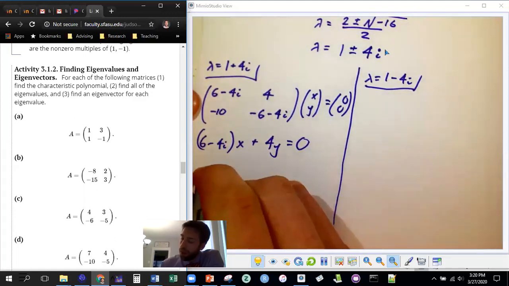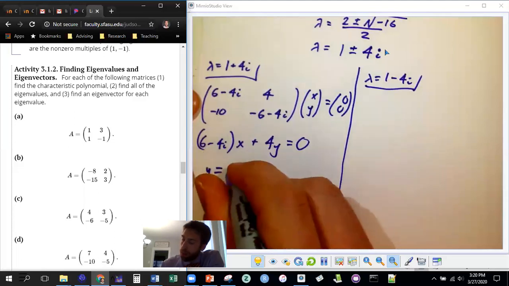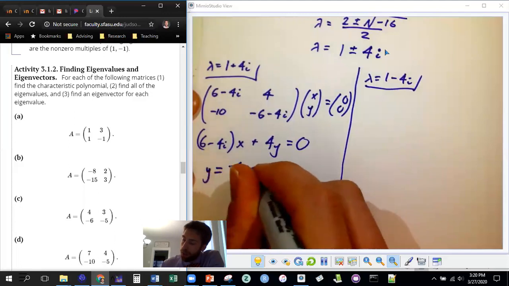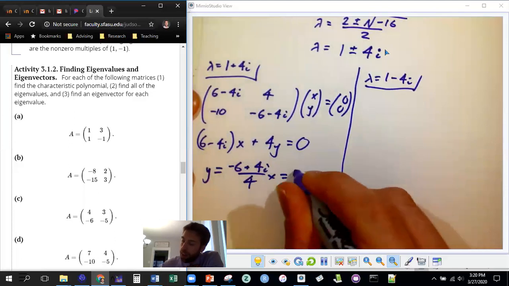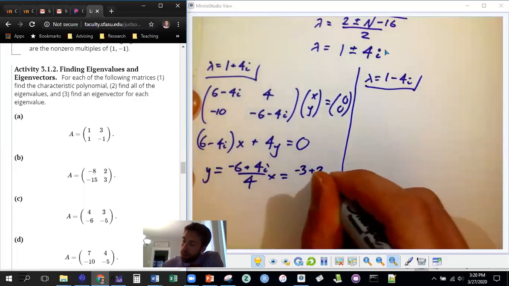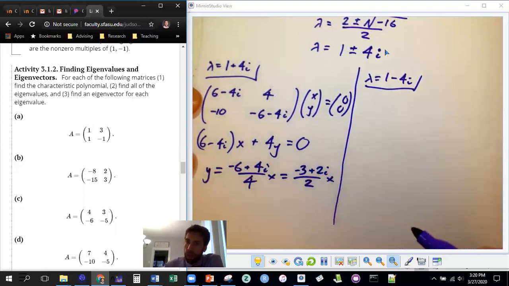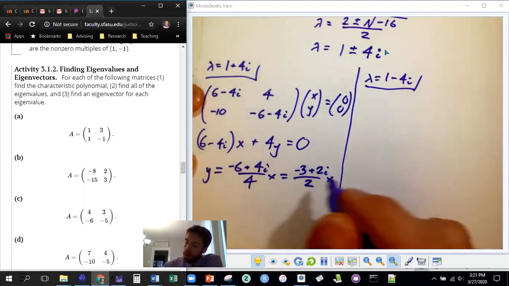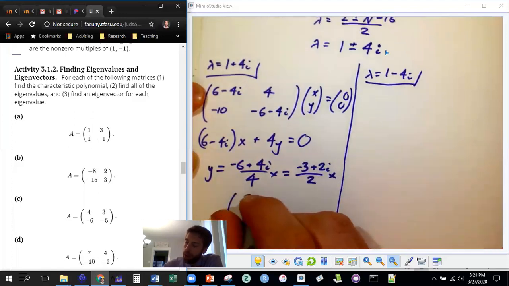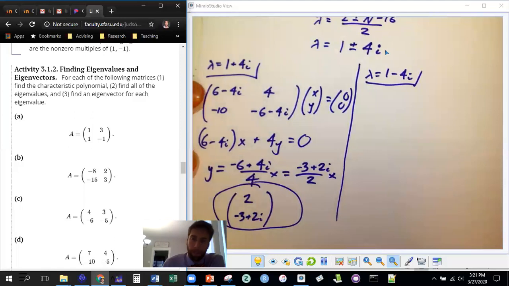So y equals the negative of that. This would be -6 plus 4i over 4 times x. I can simplify that: -3 plus 2i over 2 times x. Okay, so if x is 2, then y would be -3 plus 2i. So we'll do that: 2, -3 plus 2i. Okay.